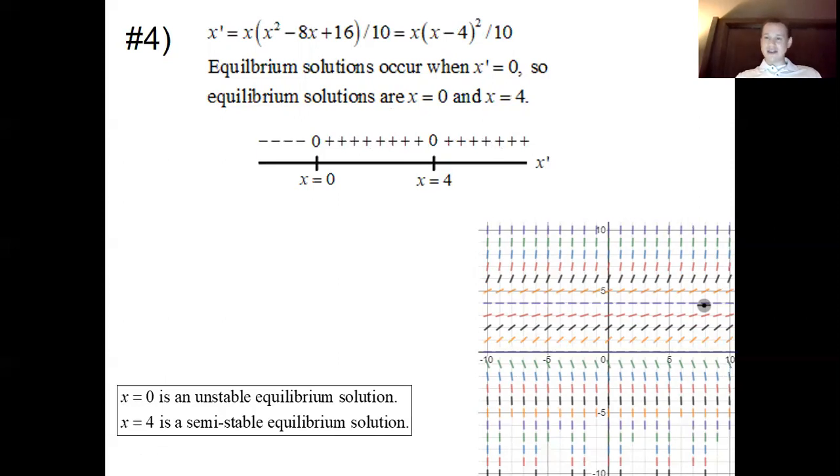But let's classify these equilibrium solutions. At 0, let's see here. On one side, it's going away. On the other side, it's going away, so it's unstable. At x equals 0 is an unstable equilibrium solution.